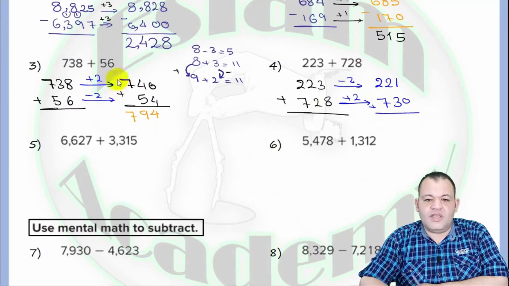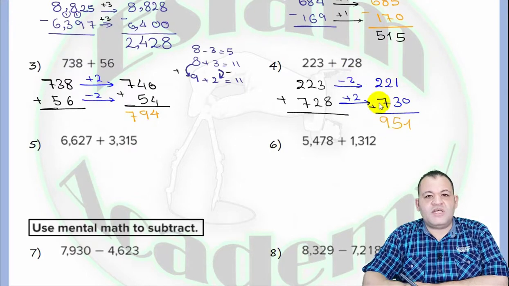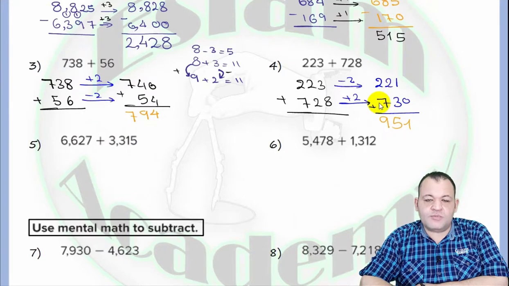By adding, you will find the answer: 0 plus 1 equals 1, 2 and 3 equals 5, 2 and 7 equals 9. And that's how we can use mental math to add and subtract the two numbers.